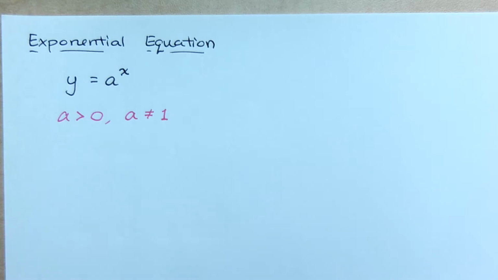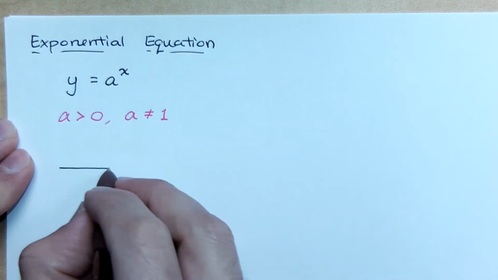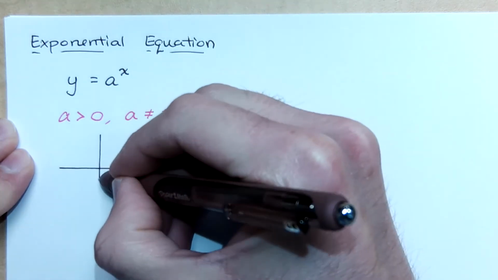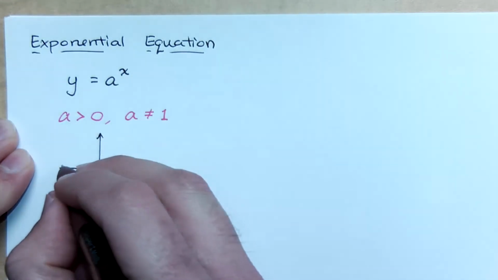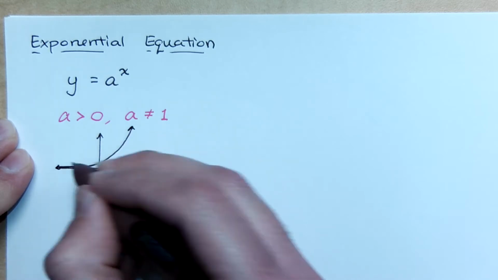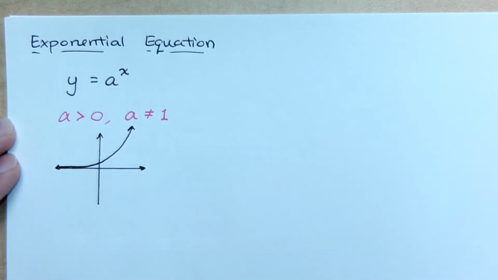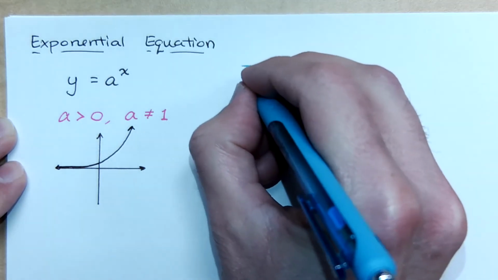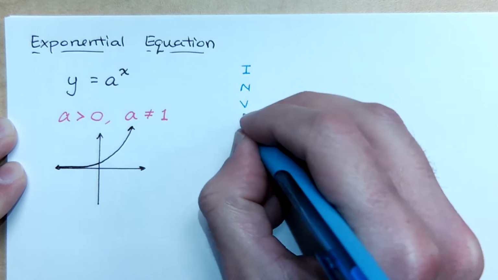We showed how with the graph it passes the horizontal line test, which means it's going to have an inverse. So a quick sketch of the graph to remind you of what we had going on. This is your exponential. Something along those lines. So it passes the horizontal line test. It has an inverse. And what we want to look at today is what does that inverse look like?